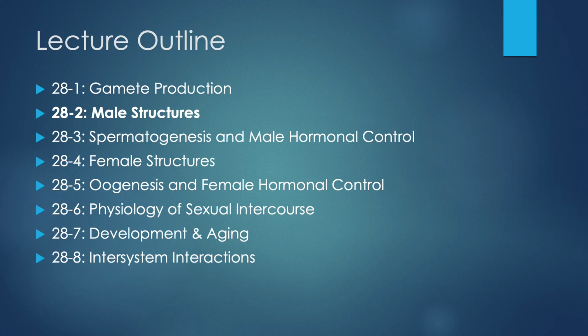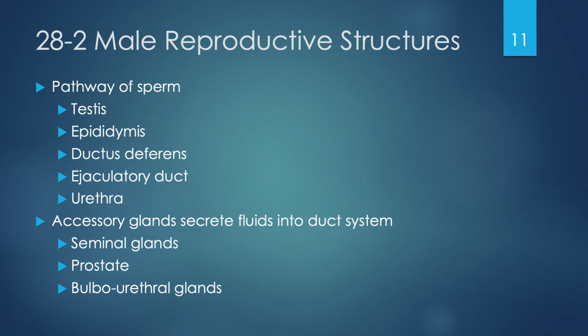Now let's take a little bit closer look into the structures of the male reproductive system, including the testes, the duct system, accessory glands, and the penis. When a sperm is being developed, it will originate in the testis on either the right or the left side, and as it matures, it will mature in the epididymis, and then travel through the ductus deferens, meet the ejaculatory duct, and finally pass through the urethra before it is expelled.